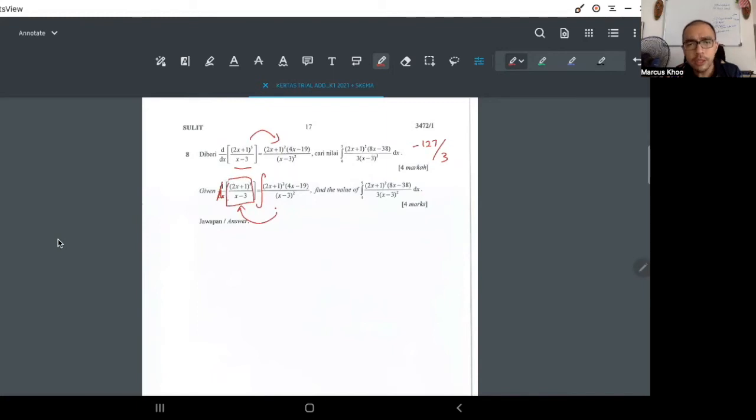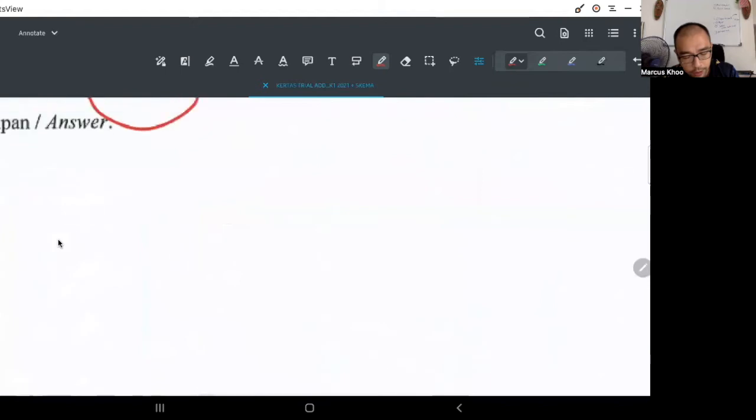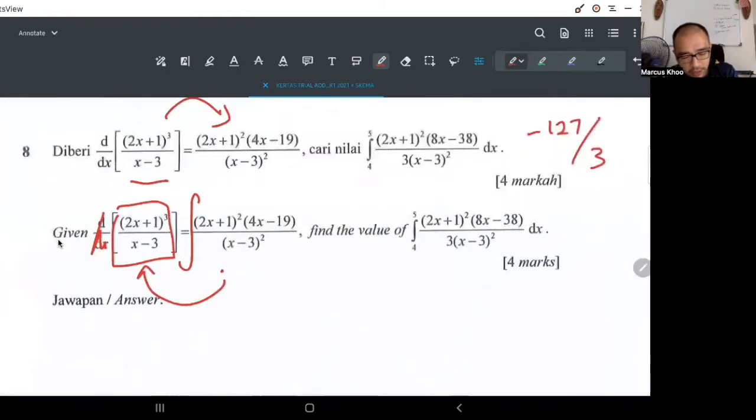So the question is, they ask you to find the integration of 2x plus 1 squared, but here there is 8x minus 38, here 4x minus 19. And here there is 3 and then x minus 3 squared. So this always happens, where there's a value in there which actually can be factorized out.